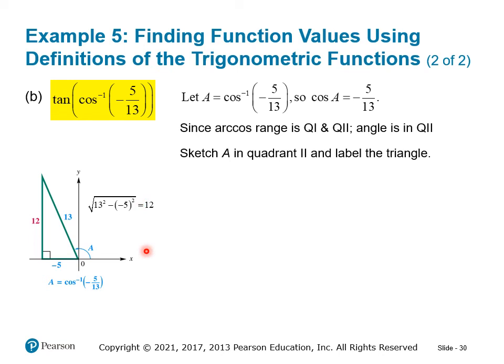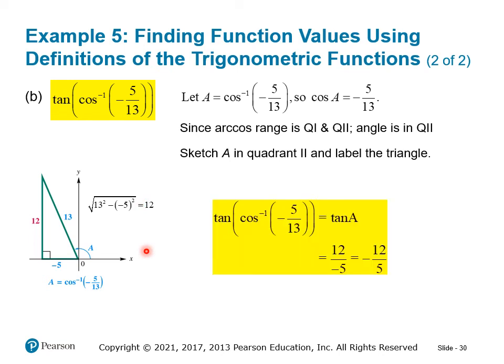All right. Now we can see that since this is the angle, we're looking for the tangent, which is opposite over adjacent, or 12 over negative 5. Very simple to do these, and they're kind of an interesting problem.